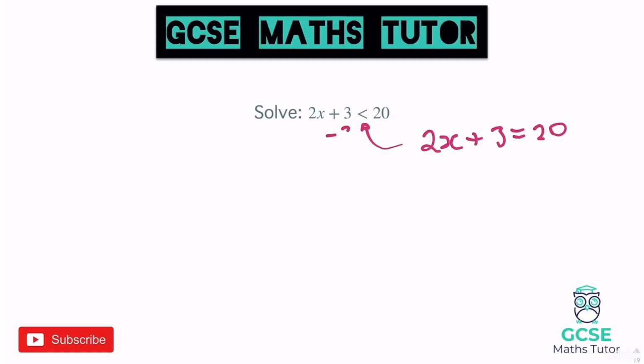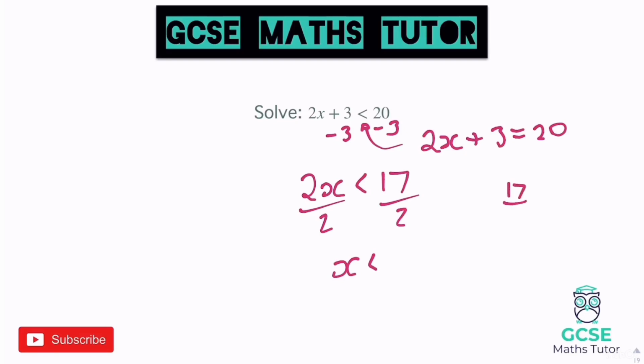So we're going to take away 3 from both sides, which leaves us with 2x is less than 17, and then dividing by 2, we get x is less than 17 over 2, and we could probably work that out. 17 over 2, half of 17 is 8.5, so x is less than 8.5.